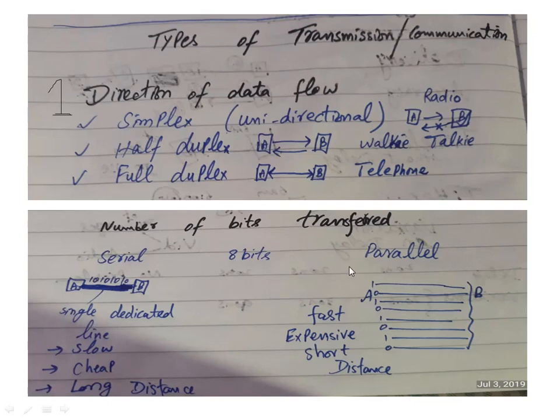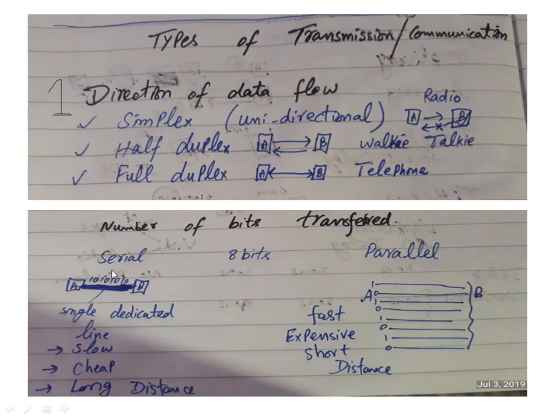And in parallel transmission, there are 8 dedicated lines because we have to transmit data simultaneously in the form of 8 bits. So 8 bits can be transferred at the same time from system A to B. There will be 8 dedicated lines that we will use, and each single dedicated line will transfer data from A to B.